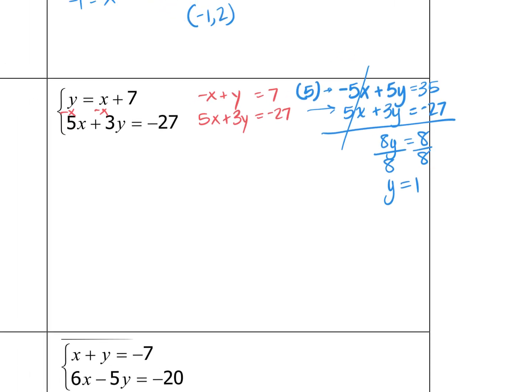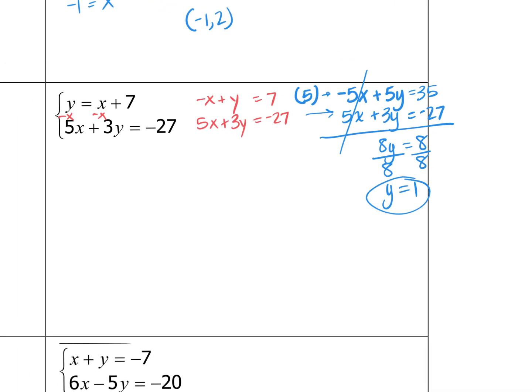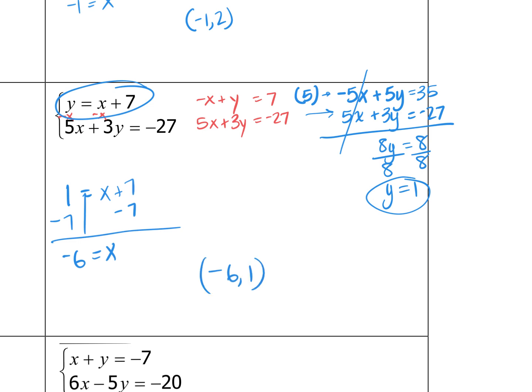Then we just plug it back into one of our original equations. So 1 equals x plus 7. So I subtract 7 from both sides so I can solve for x. I got x equals negative 6. So negative 6, 1 is our solution.